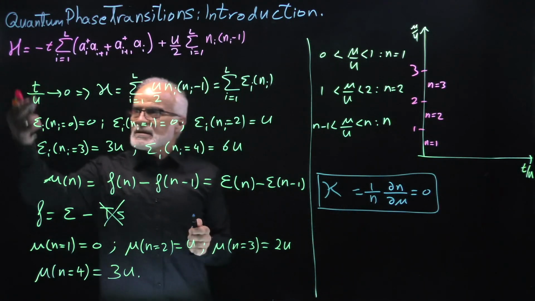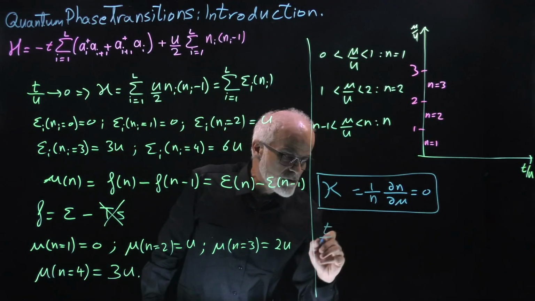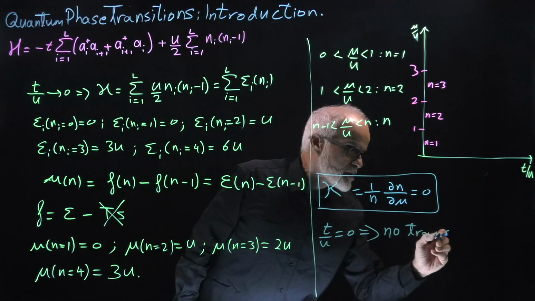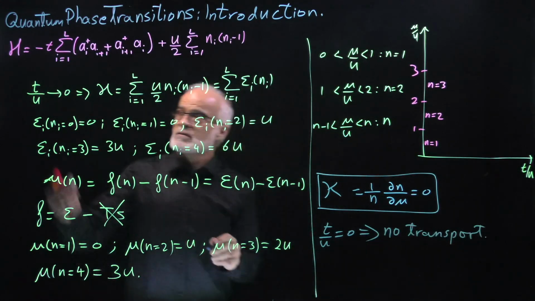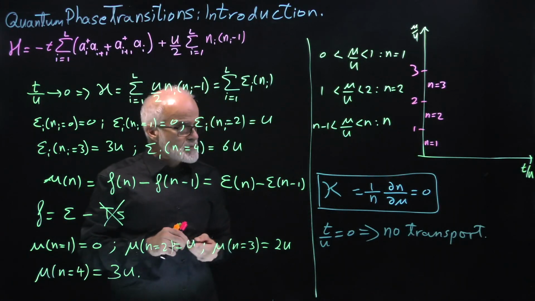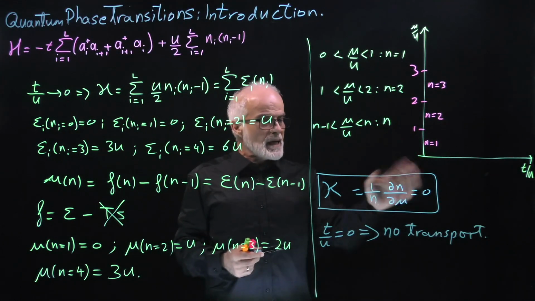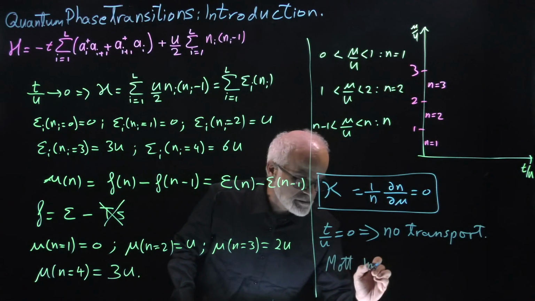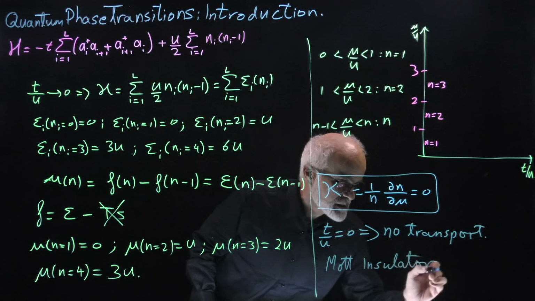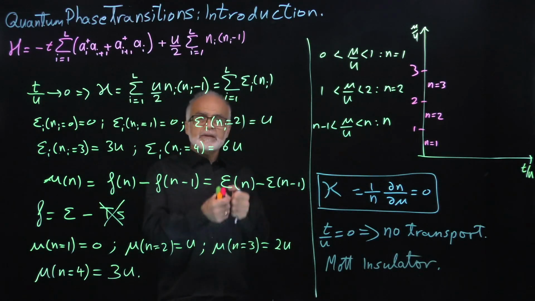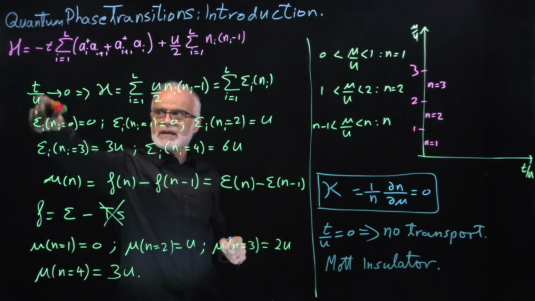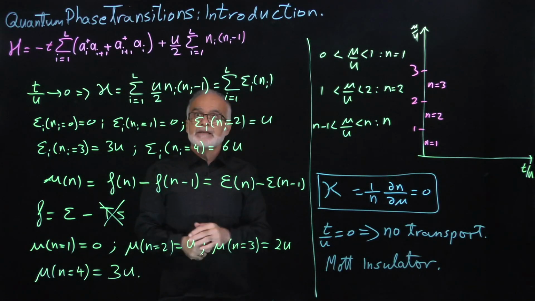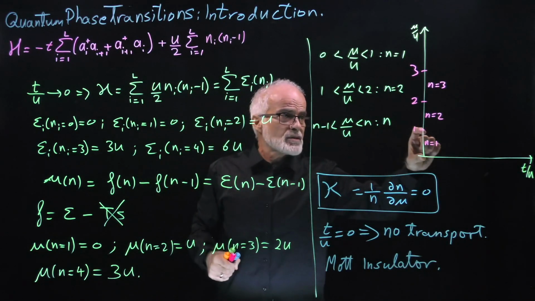This phase is incompressible, but it's also an insulator because t over U equals 0 implies no transport. The particles are not moving from site to site because the hopping parameter is 0. If there's no transport, it is an insulator. And at the same time, it is incompressible. This is what we call the Mott insulator. It is a phase that exists at 0 temperature when particles repel each other very strongly, as we see here, t over U is 0. So this is the first quantum phase that we have discovered in this model. We have a Mott insulator.